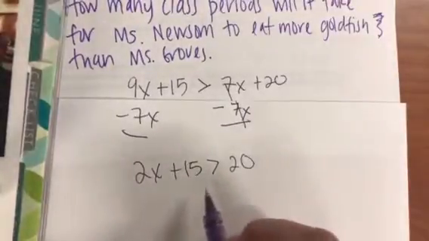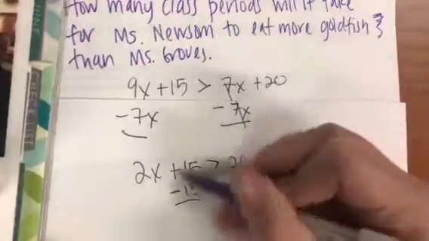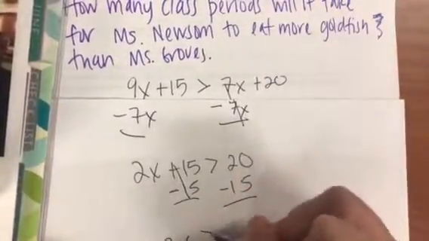So we've got 2x plus 15 is greater than 20. I'm going to subtract 15 from each side. Subtract 15 from each side. I am left with 2x is greater than 5.